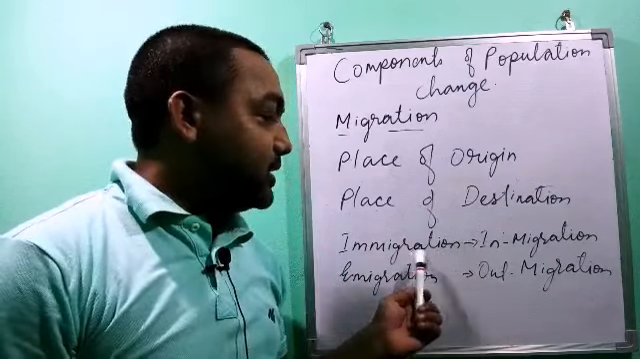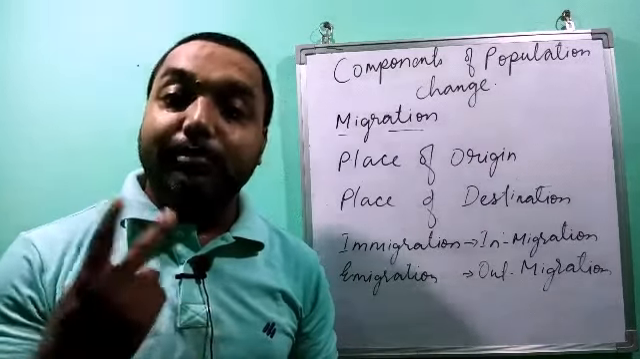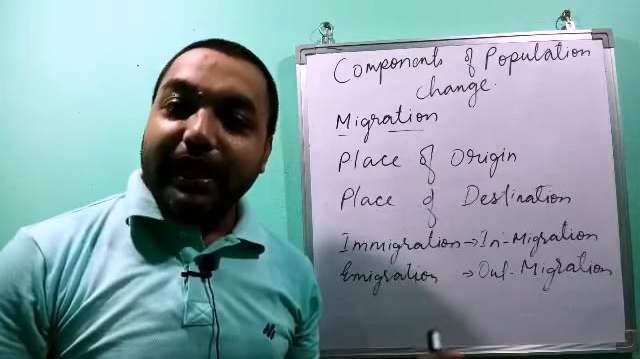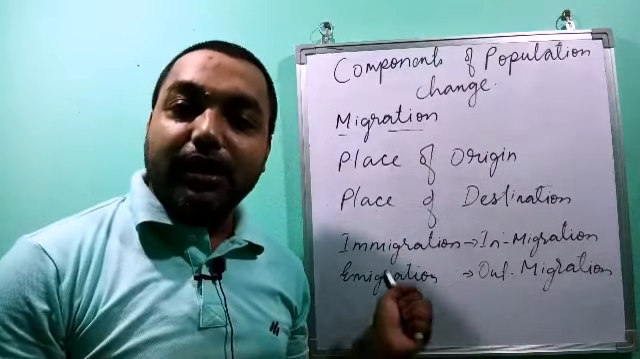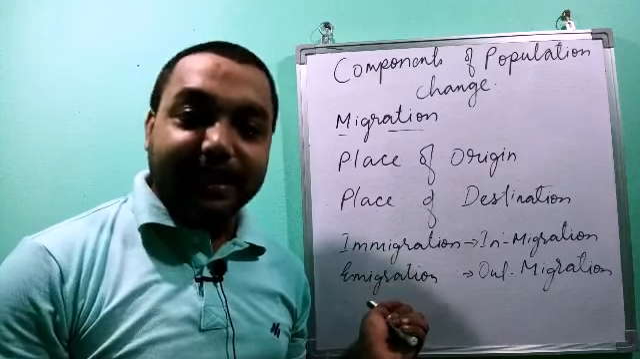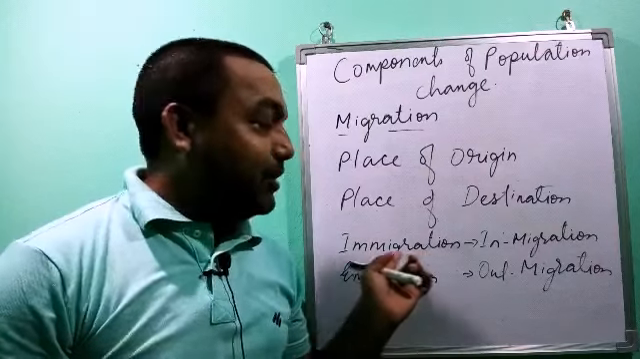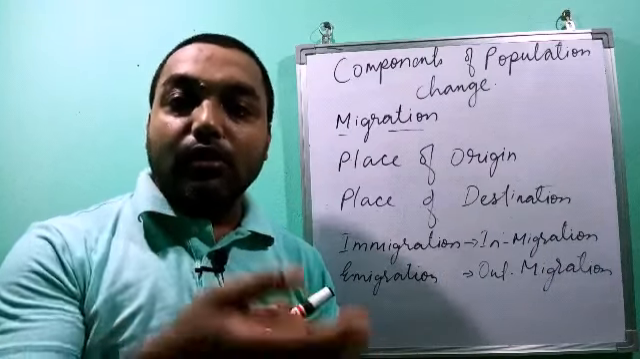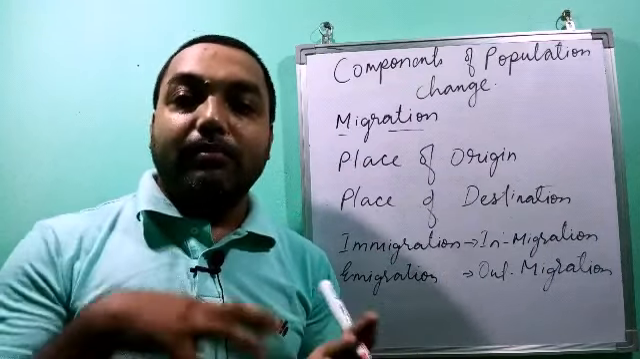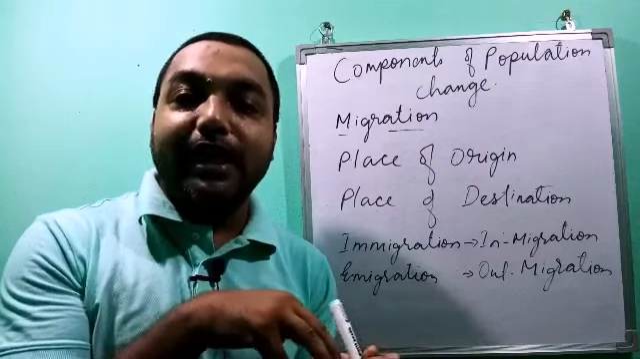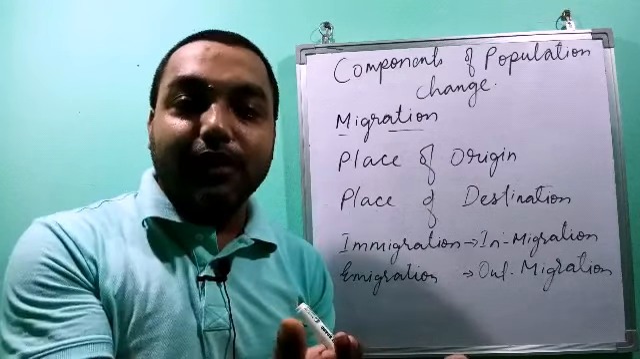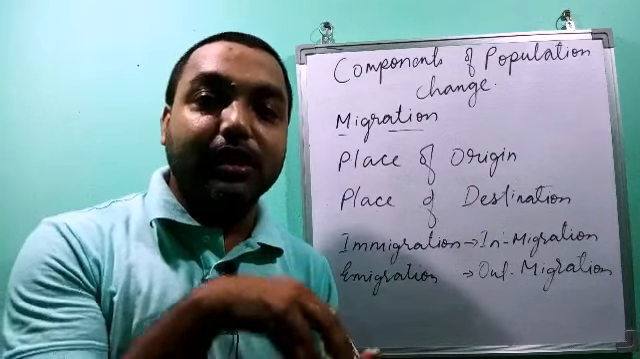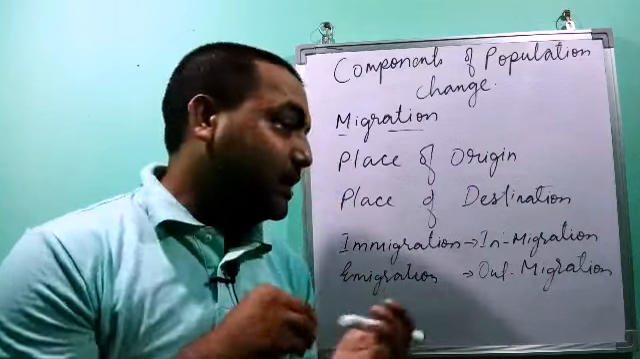So the next topic is types of migration. There are two important types of migration. One is known as immigration and the other is known as emigration. Here it is IMM, here it is E. So immigration means in-migration, people coming from outside to inside. That is, if you take the example of India, people from other parts of the world coming to India, that will be called immigration, coming from outside to inside.